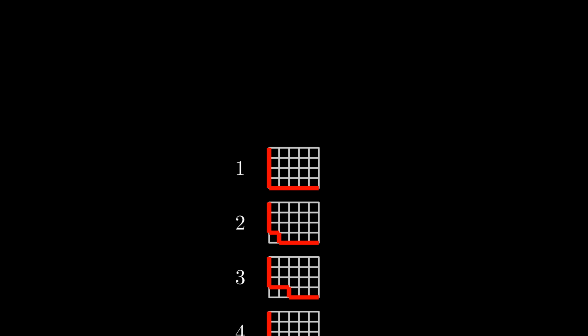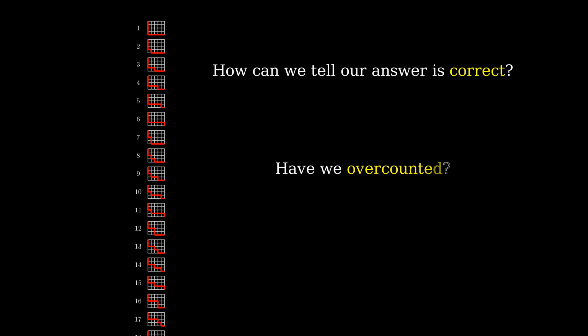I have the full list here supposedly, but there are important unanswered questions. How can we tell that this answer is correct? How do we make sure that we haven't overcounted by counting a path more than once? And how do we make sure that we haven't undercounted, that there are paths that we missed in our list?